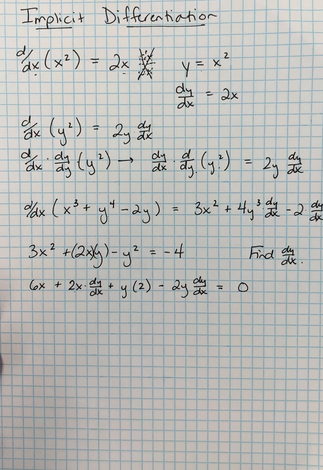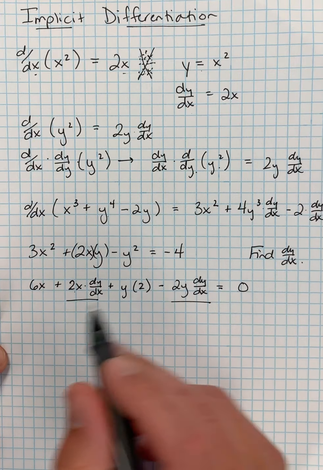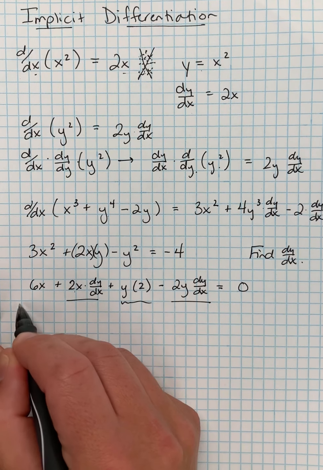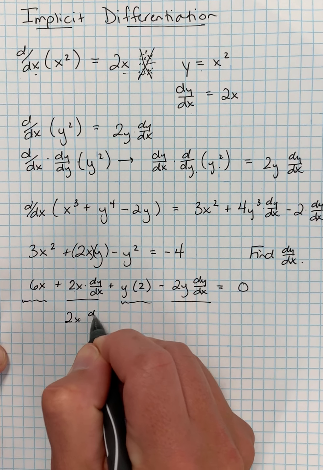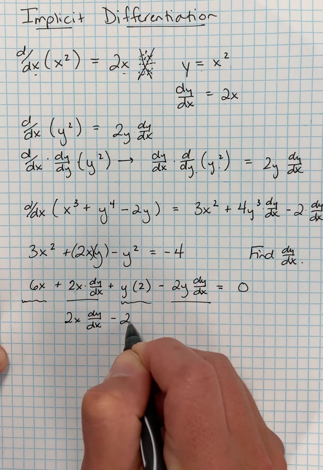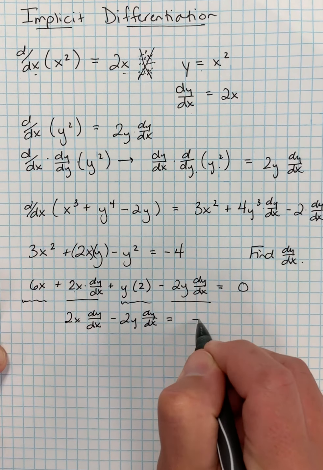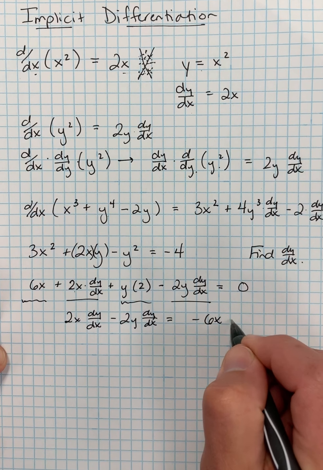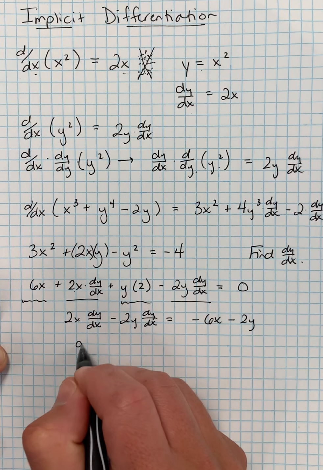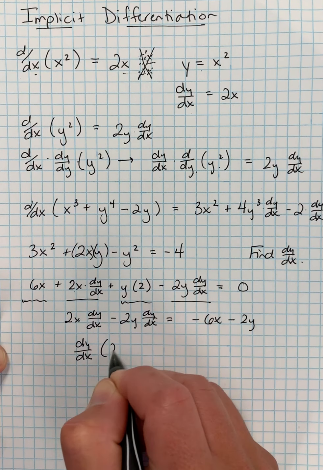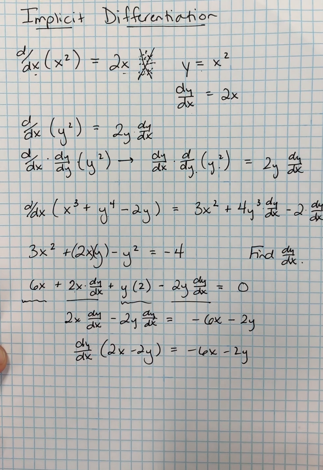So now I need to solve for dy dx. The best way to do this, at least in my experience, is to move all of the terms with dy dx on one side and all the terms without dy dx to the other. So I'm going to rewrite this as 2x dy dx minus 2y dy dx equals, and I'll subtract 6x over, and I'll subtract 2y over. And at this point on the left, I'm going to factor out a dy dx, leaving me with 2x minus 2y equals negative 6x minus 2y. The right side doesn't change.